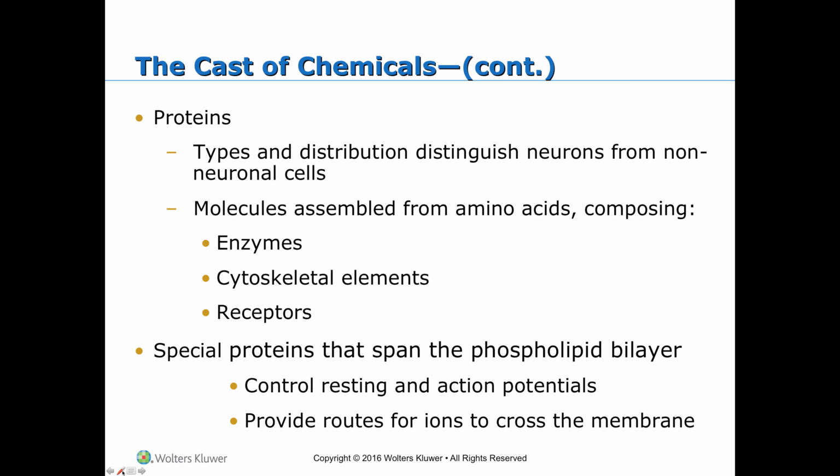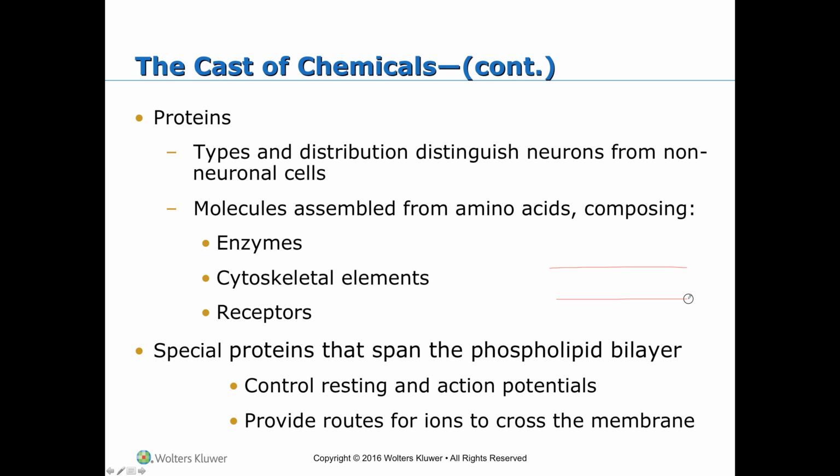So this goes back to our discussion on proteins. So proteins are chains of amino acids that are folded in a particular order. So the types and distribution of proteins helps to distinguish neurons from non-neuronal cells. Remember that all the organs in our body, all our cells in our body have the same DNA, but it depends on what genes or segments of DNA are going to be transcribed and translated through the process of transcription and translation, respectively. So molecules assembled from amino acids, and these are composed of enzymes, cytoskeletal elements, and receptors, as well as transporters. So special proteins span the phospholipid bilayer.